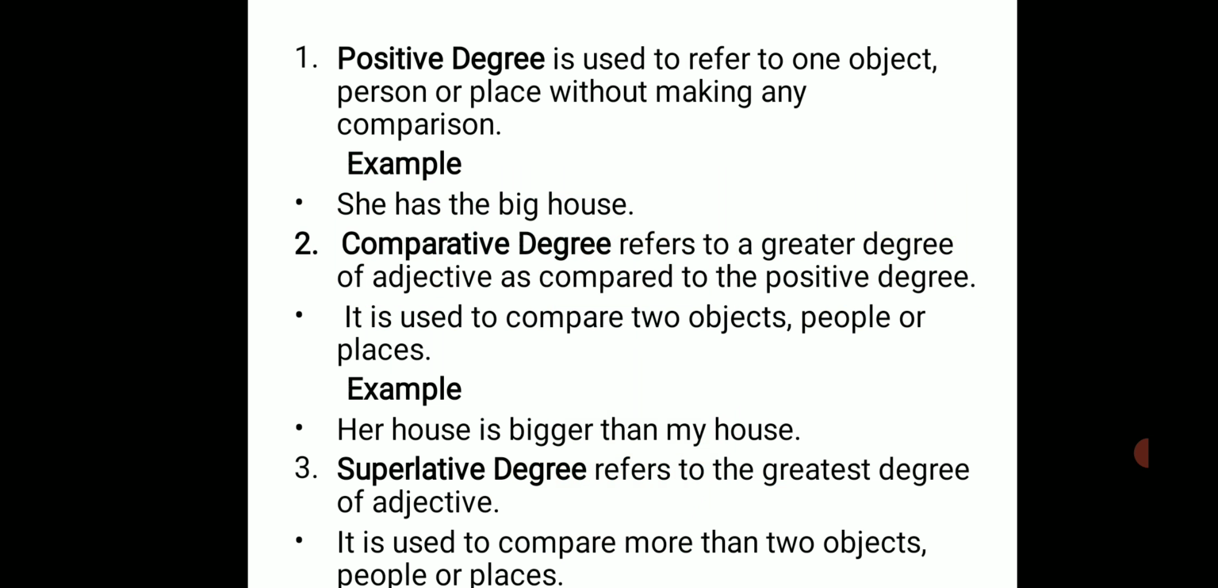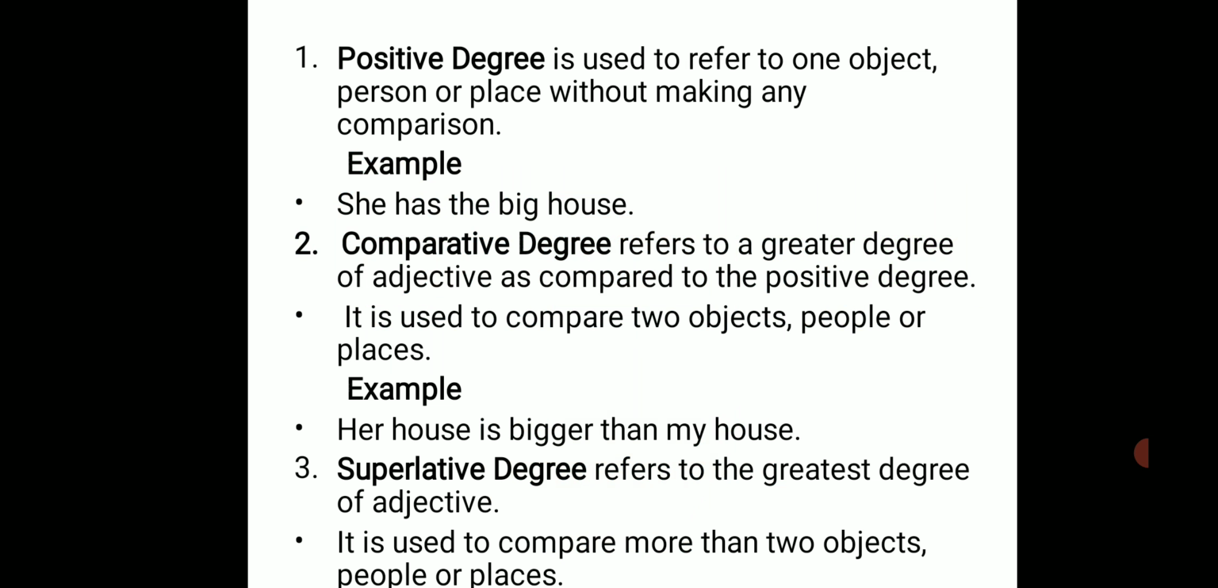If there are 2 objects or 2 things or 2 persons, then arises the comparison. Then we can use comparative degree. That refers to a greater degree of adjective as compared to the positive degree. Observe her house. Now in positive it was only she has a big house. Her house is bigger than my house. My and her, 2 persons and 2 houses are in comparison. Then arises this question of comparison.